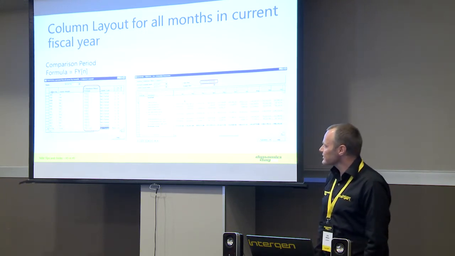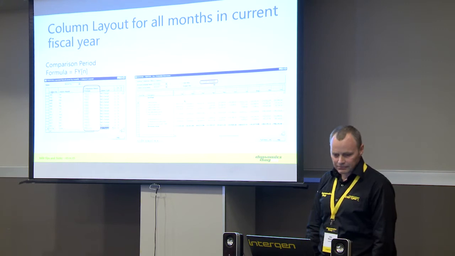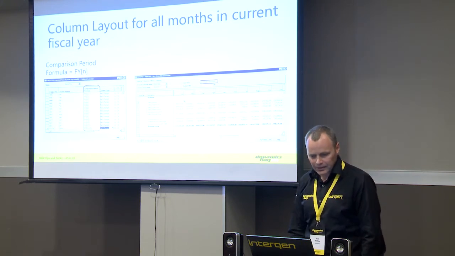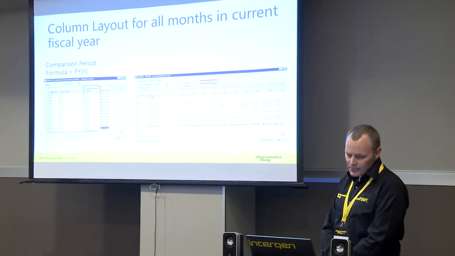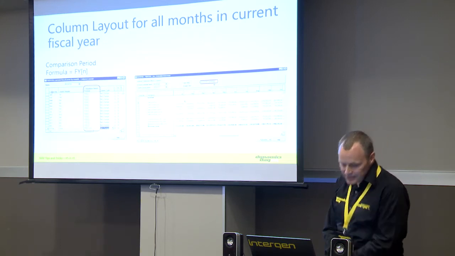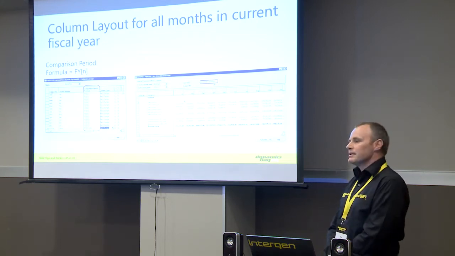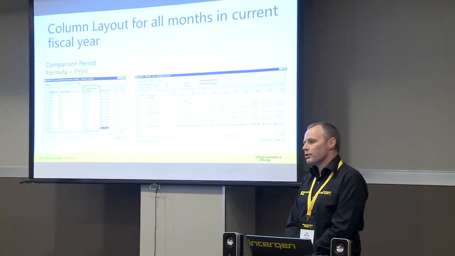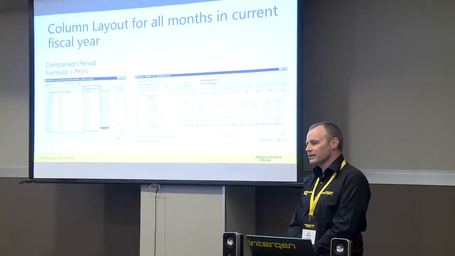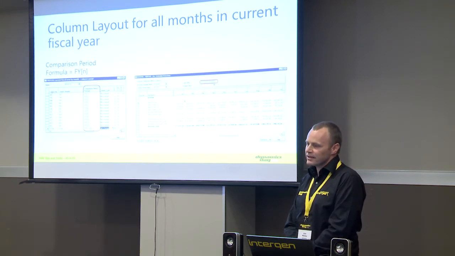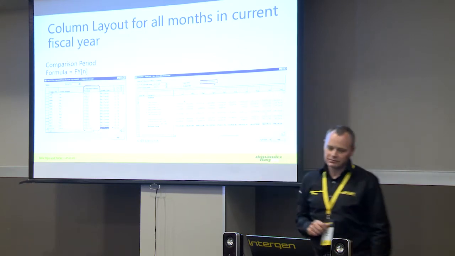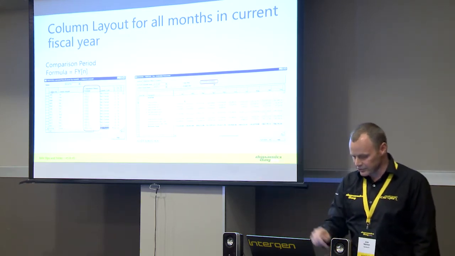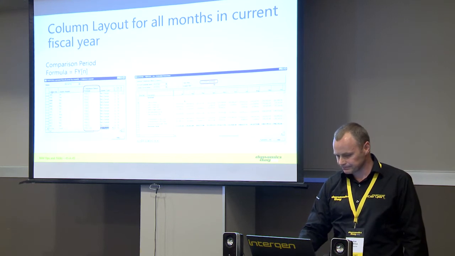In the comparison period formula column, I've got FY, which means fiscal year, and then in square brackets, I've got the period number. So FY[1] will give me the first period in the year that date range belongs to, and so on through all of the months.